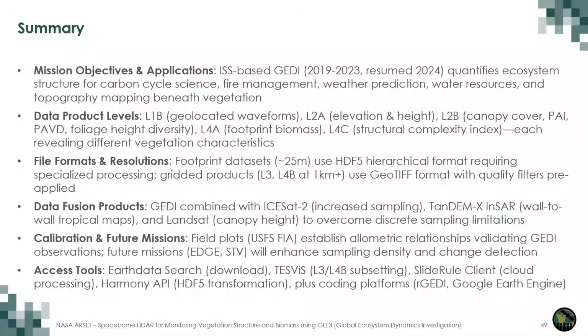Level 1B products provide geolocated waveforms. Level 2A extracts elevation and canopy height metrics. Level 2B calculates canopy cover, plant area index, plant area volume density, and foliage height diversity. Level 4A models footprint level biomass, while Level 4C provides a structural complexity index, capturing three-dimensional canopy complexity.